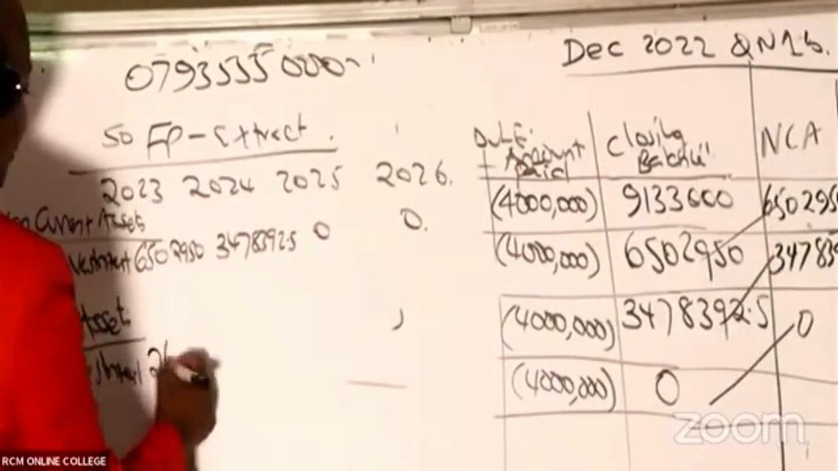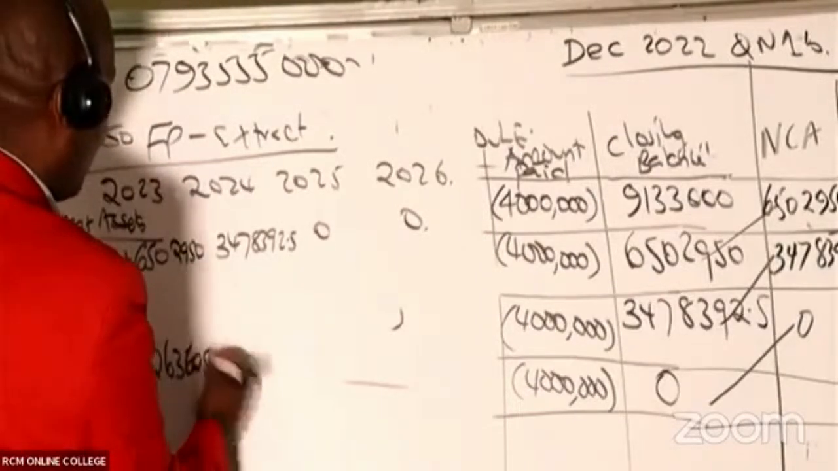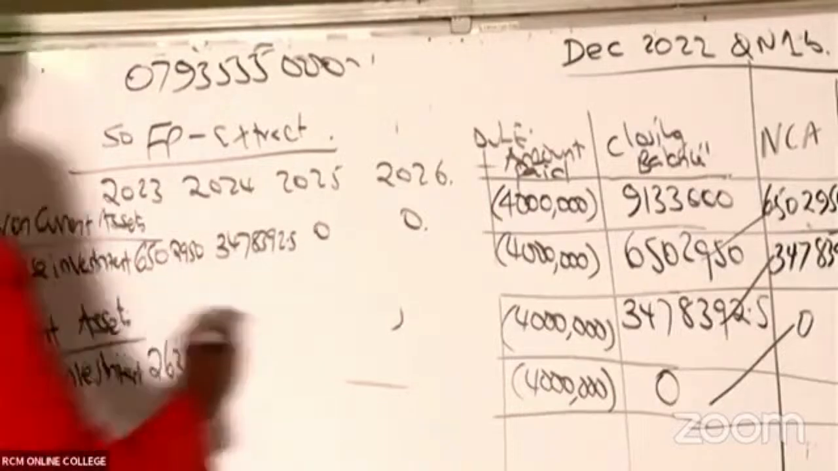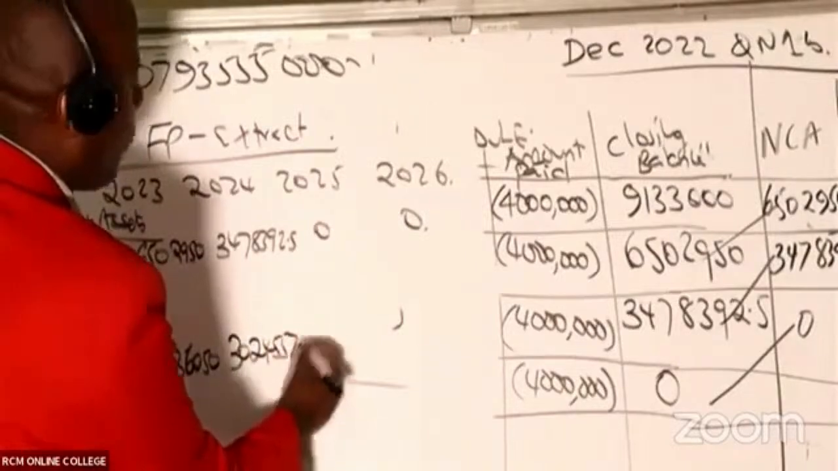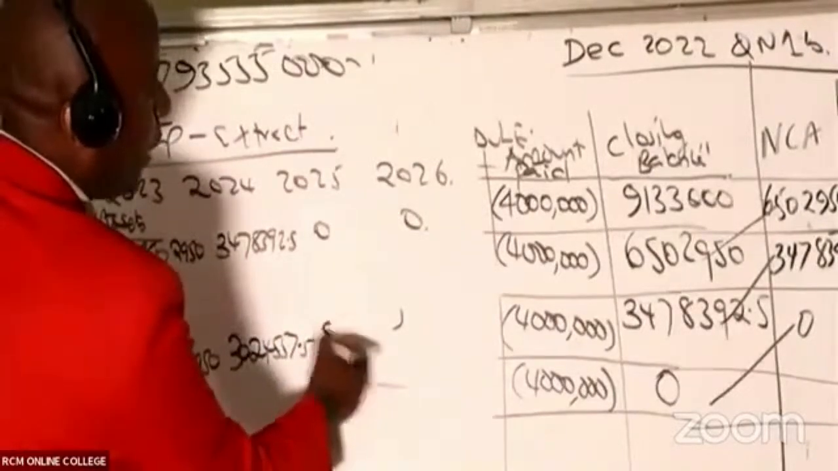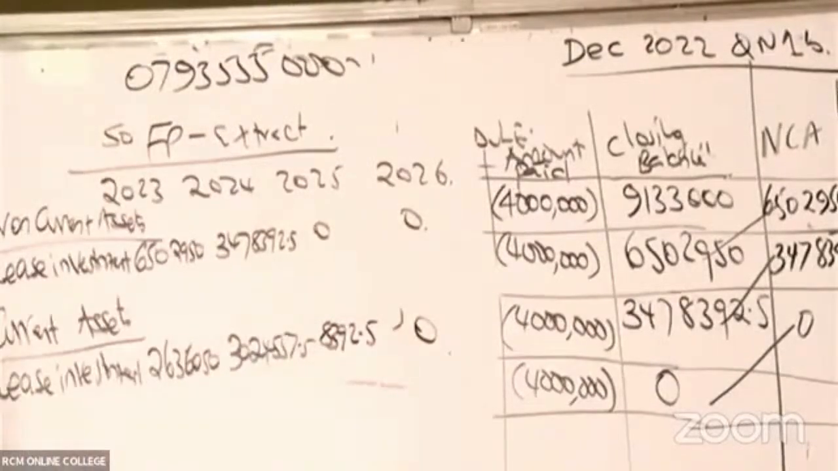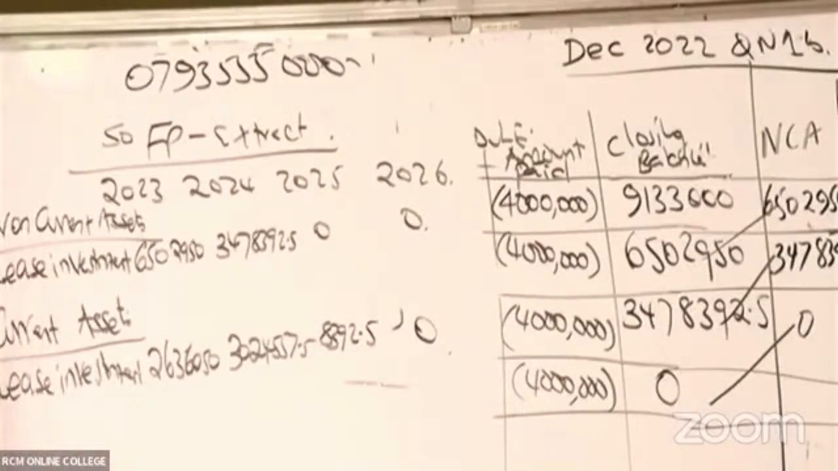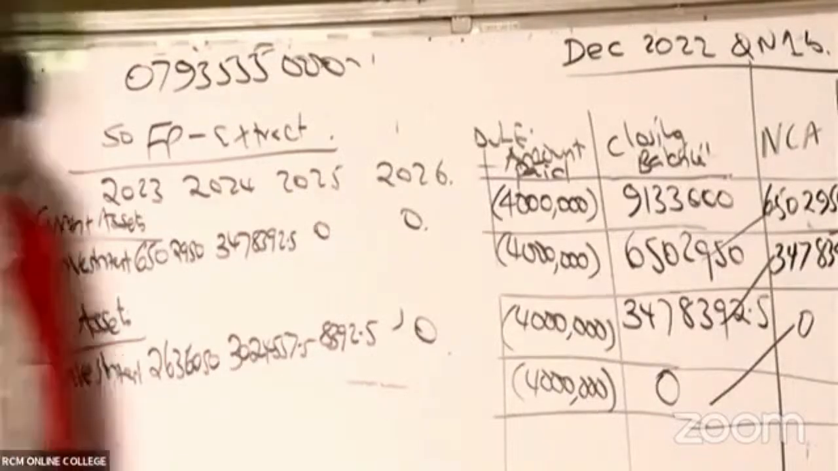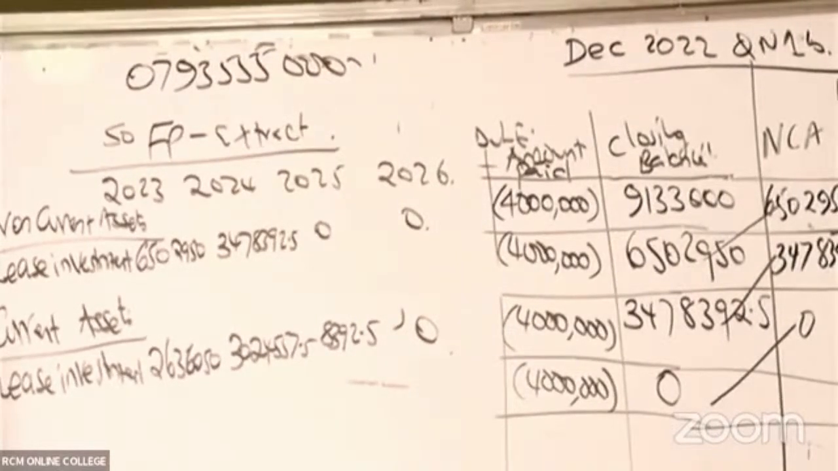263, 6050. I can't see that number very well, but of course the point is already home. The second one is 30, 2455, 7.5. And then we have the last one there, which is 83, 92.5. There we have a 0. And then you'll be able to get all the marks like that. Lease investment.